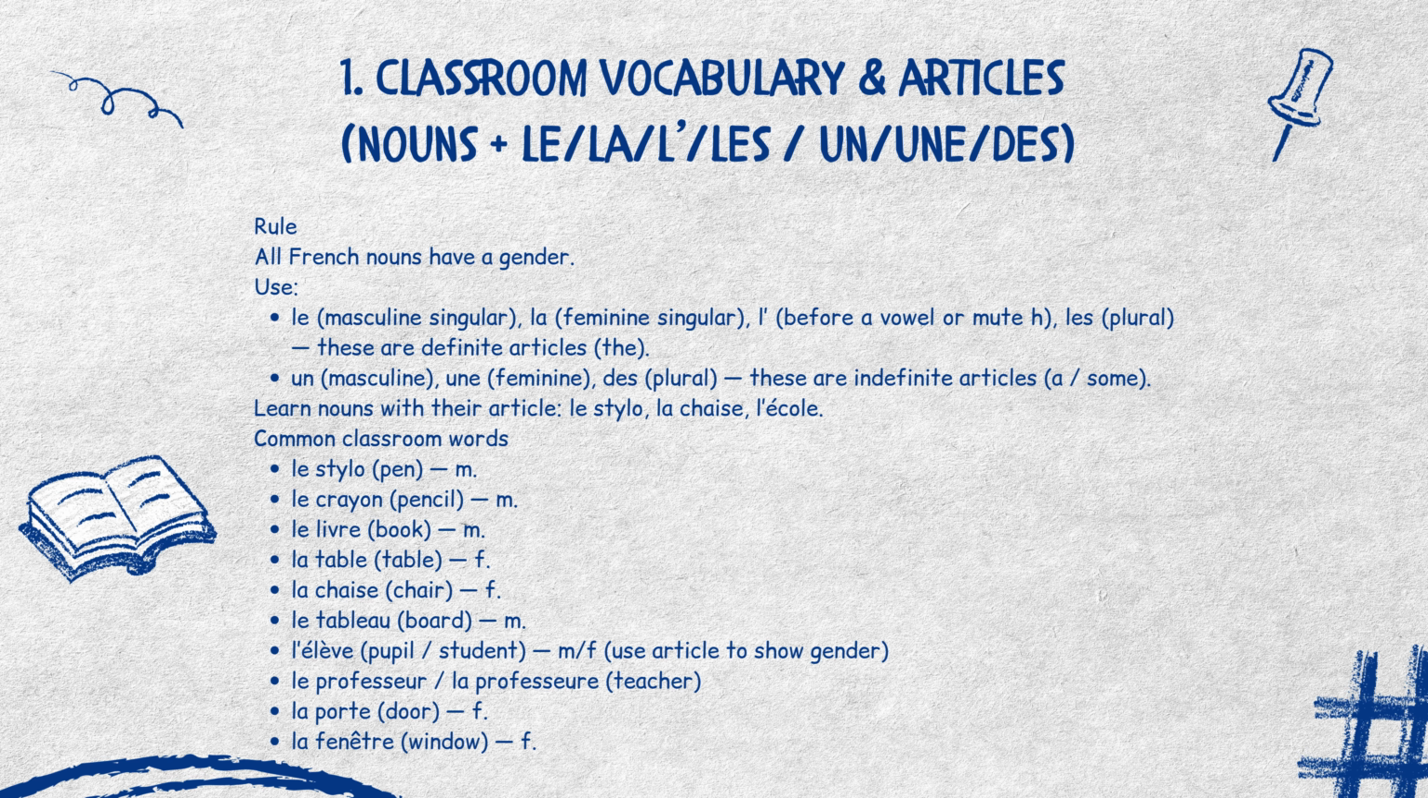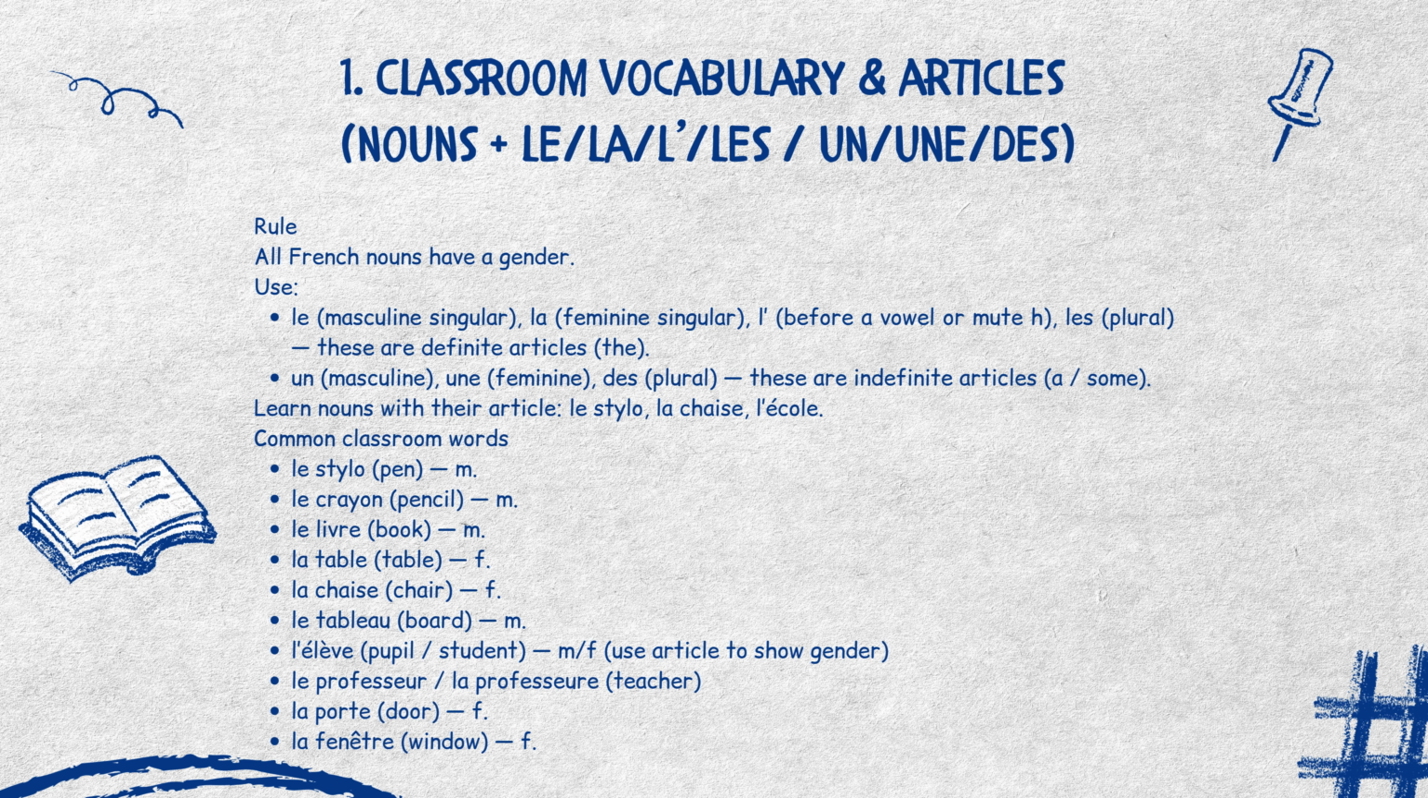Today, we are going to learn something very important in French grammar, the gender of nouns and how to use articles correctly. Let's begin slowly. In French, every noun has a gender. That means every word that names a thing, a person, or a place is either masculine or feminine. This is very different from English, where nouns do not have gender.